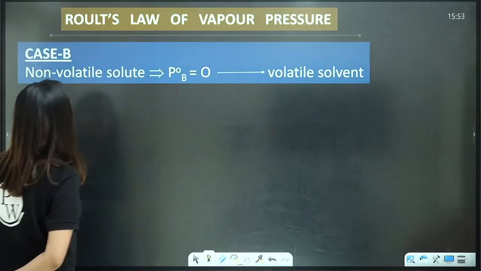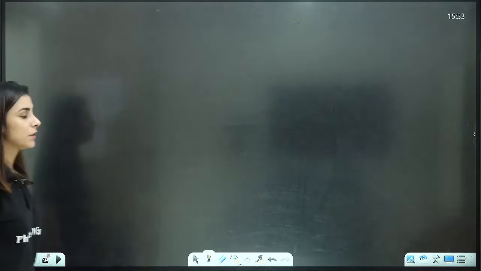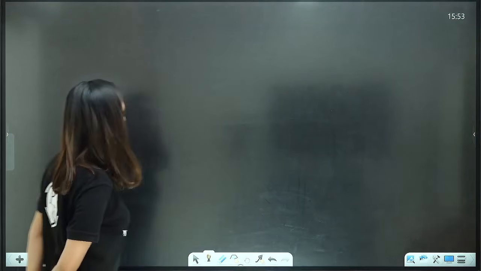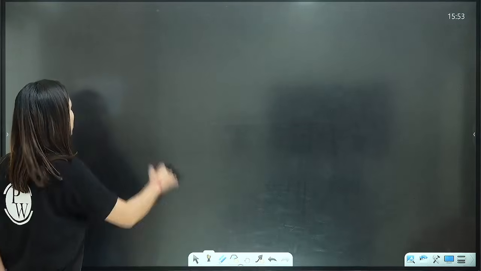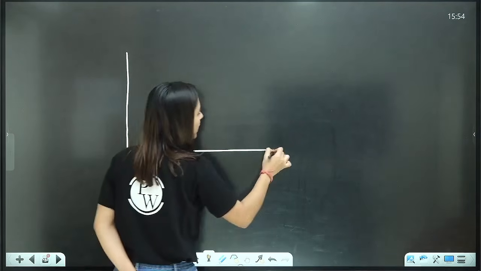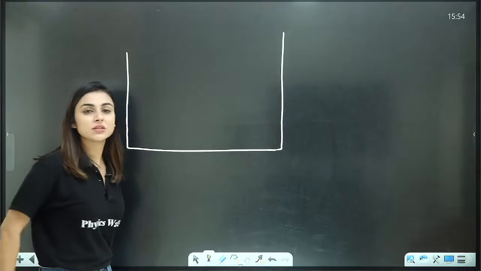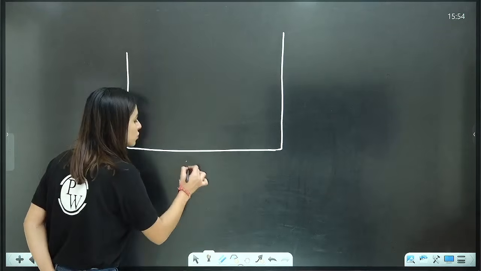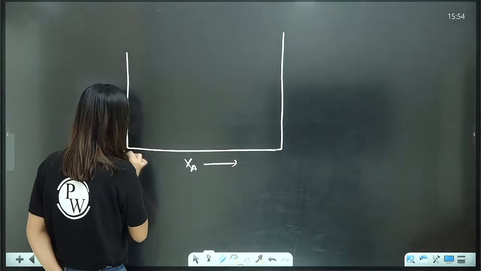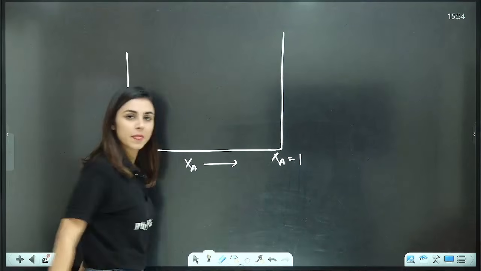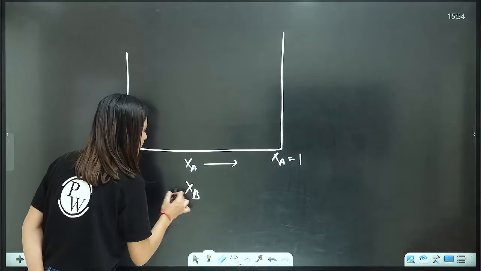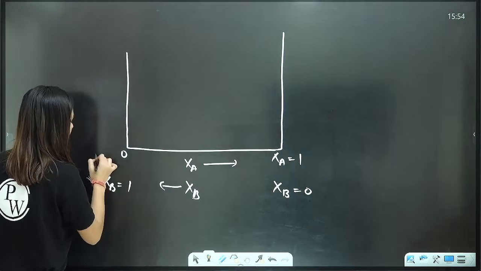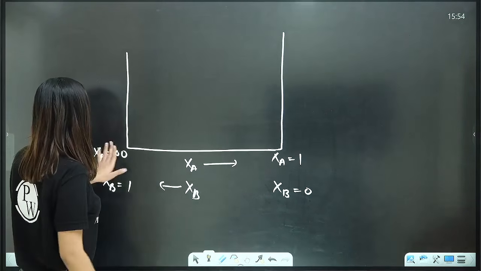First of all, we have to represent it by a formula as well, my dear students. If you talk about Raoult's law, you can show this by a graph. You have two components, XA and XB. So XA increases from 0 to XA is equal to 1. Now XB would be from here. Here XB would be equal to 0 and here XB would be equal to 1. Here XA is equal to 0.